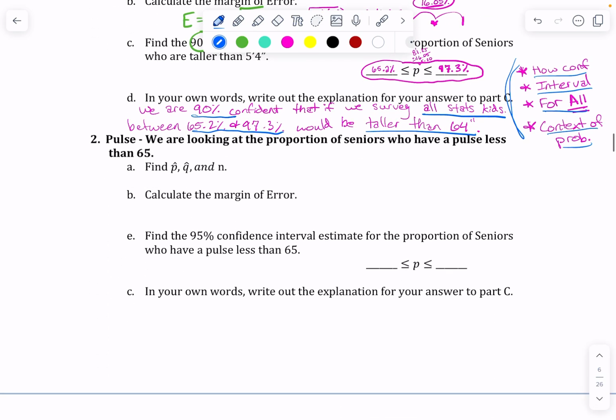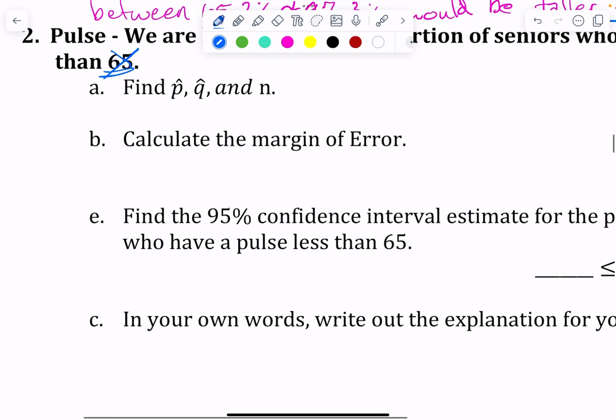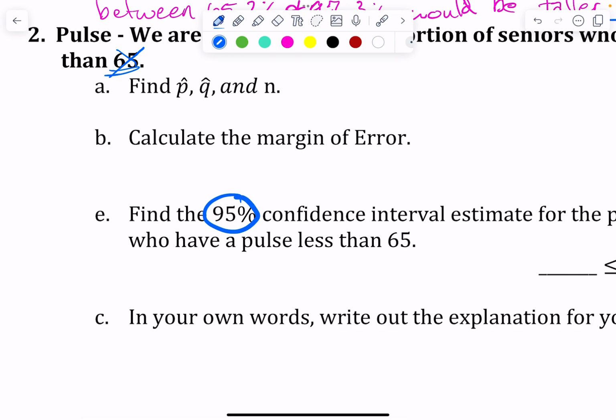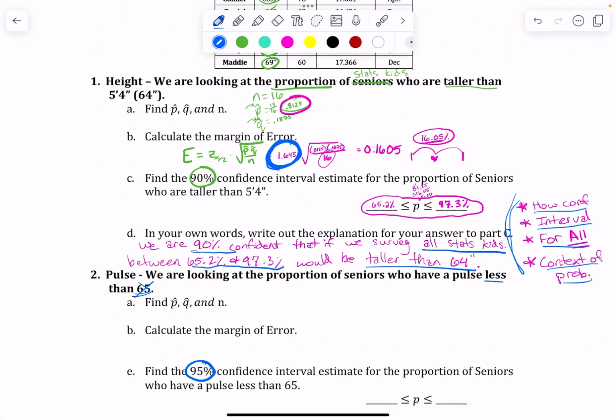The next one is going to be pulse rate. So seniors who have pulses less than 65. Now keep in mind, less than 65 does not include 65, so 64 and down. And you're going to find out P, Q, and N just like you did before, but now you're doing 95% confidence, so make sure you're using the correct value of Z. It's not going to be 1.645.